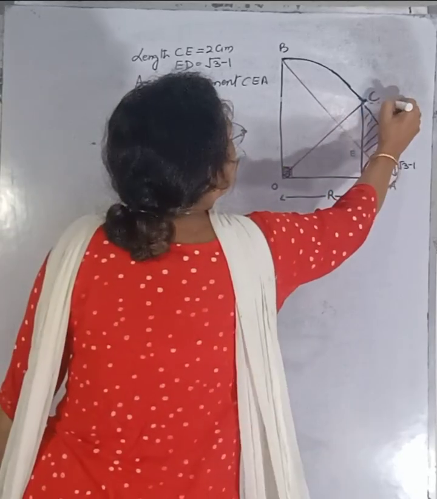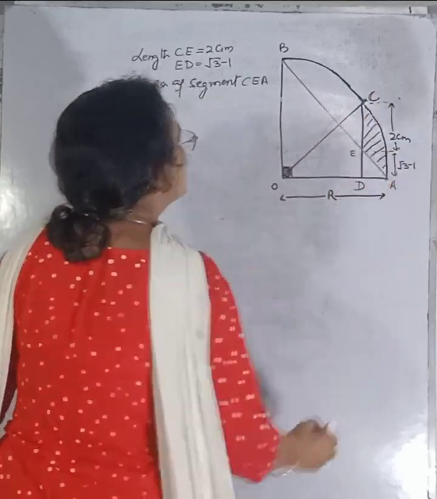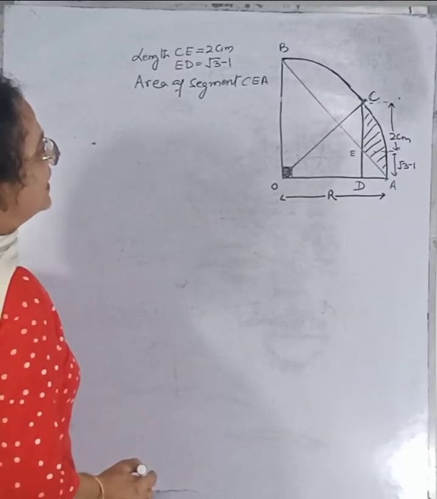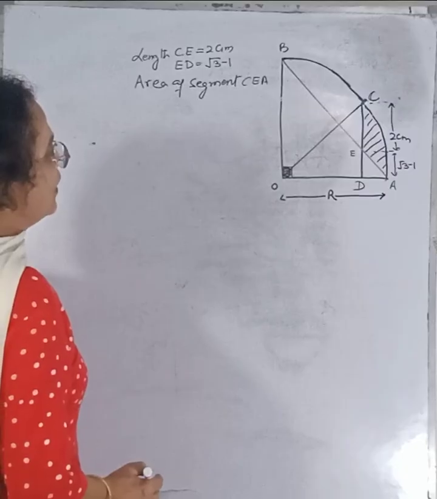Now we have to find the area of the segment, the shaded area. We have to find it. How can we find it?